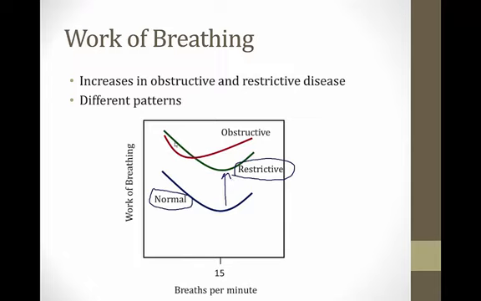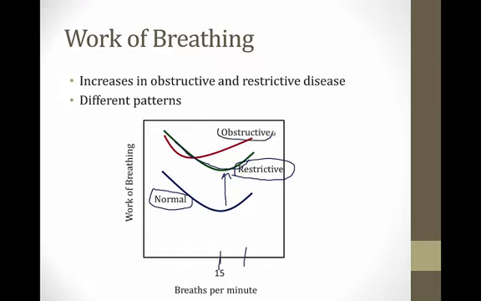You'll also notice that the shape of the restrictive curve is basically the same as the shape of the normal curve. It's just higher up. And that means that patients with restrictive disease tend to breathe at the same respiratory rate as normal patients in that 15 to 20 range. They're working harder to breathe overall, but the rate at which they're breathing is unchanged from normal.